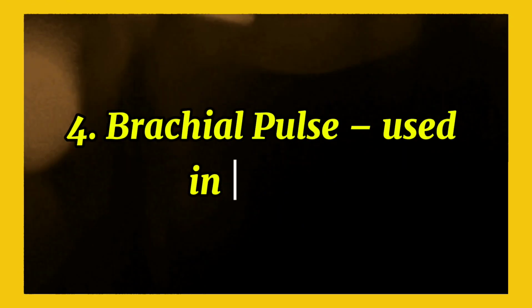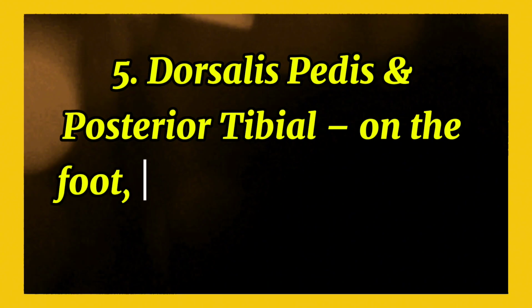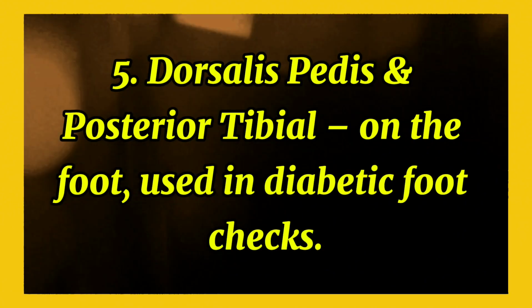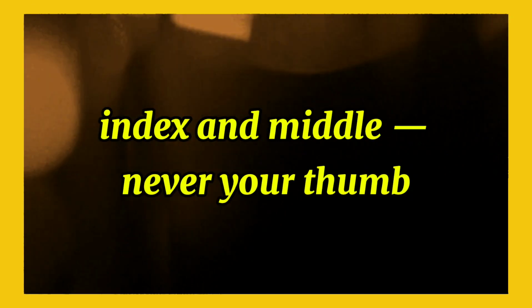4. Brachial pulse, used in babies. 5. Dorsalis pedis and posterior tibial on the foot, used in diabetic foot checks. Use two fingers, index and middle, never your thumb, because it has its own pulse.